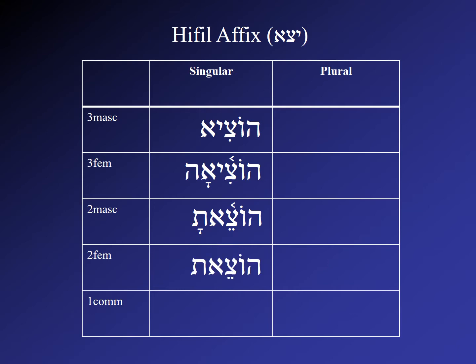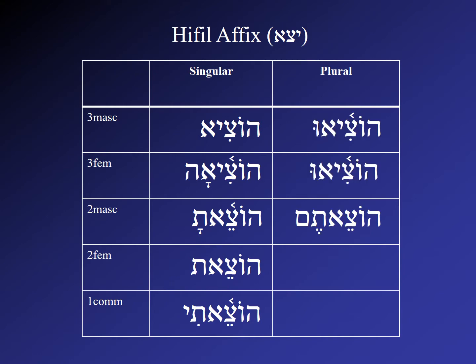Same in the rest of the forms. So hotset, here you have the tsere, and here you have the spirantized tav, and because of the spirant, it loses the vocal shva under the tav. Hotset. Then hotseti, hotsiu, hotsetem, hotseten, hotsenu.